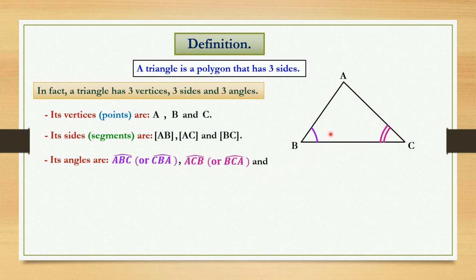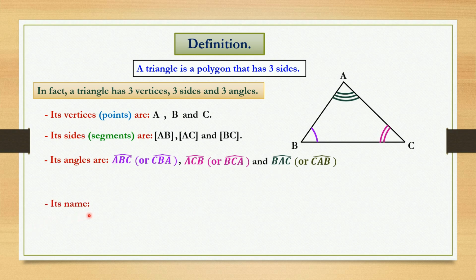And finally, we have the angle of vertex A. It has different measure than the two other angles. That's why I placed another code. And this angle of vertex A, we can name it BAC or CAB. So here, when you name an angle, the vertex of the angle should always be in the middle. If you don't write it in the middle, the name will be wrong and you will be naming another angle.